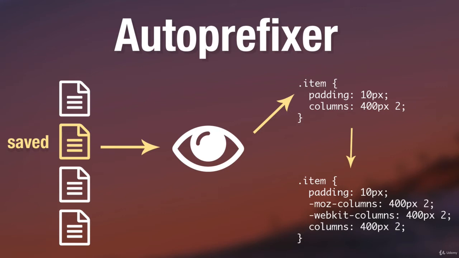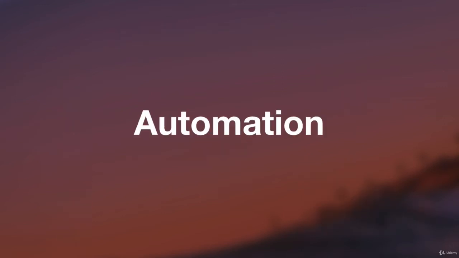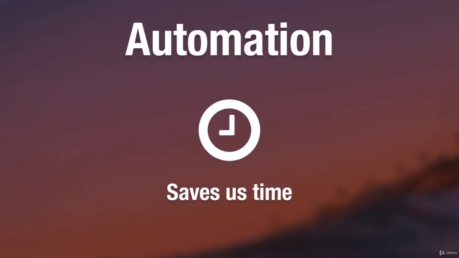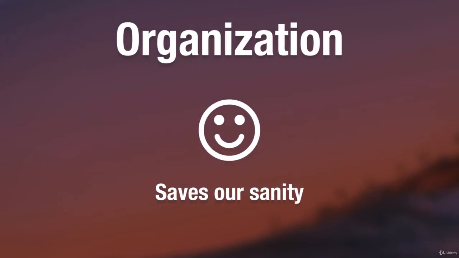That will save us a lot of headache, that will save us a lot of time, and it's another example of automation. So that's automation in a nutshell. There are a lot of different tasks that we can automate using Node.js and NPM that will save us a ton of time on a daily basis. Next, let's talk a little bit about organization and how Node.js and NPM can help us stay organized.